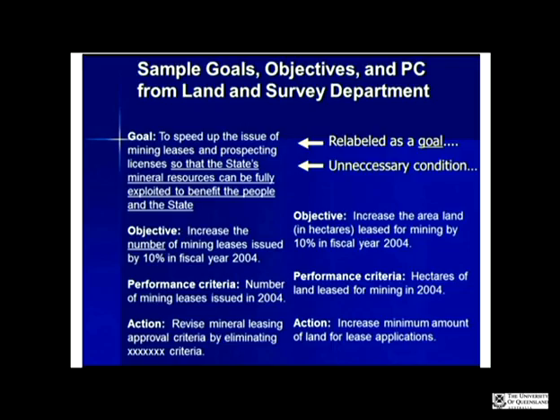So you can see there, increase the number. Now, on the side there as well, you've got objective, increase the land area leased for mining by 10% in the fiscal year 2004. Now, which one of those, I want you to reflect on that. Which one of those objectives is better and why? Okay, have a quick look there. You've got one that's saying the number of mining leases, and you've got one saying we're going to increase the area leased for mining in 2004.